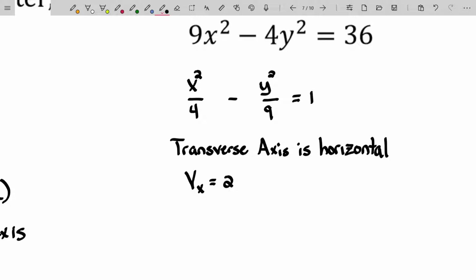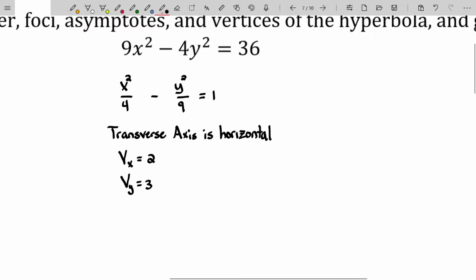That's 2. There's no such thing as a vertex in the y direction. Well, they call it a minor vertex or a co-vertex, but we don't really have to worry about saying that, because the transverse axis, or the major axis, is horizontal. There's no need to mention that. It is kind of nice to mention what v sub y is, however, because we're going to be using that. And we might as well say how far away from the center the foci appear.